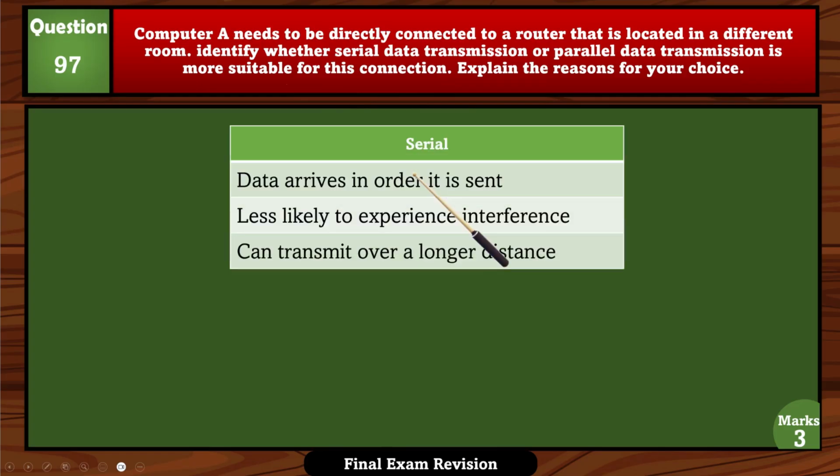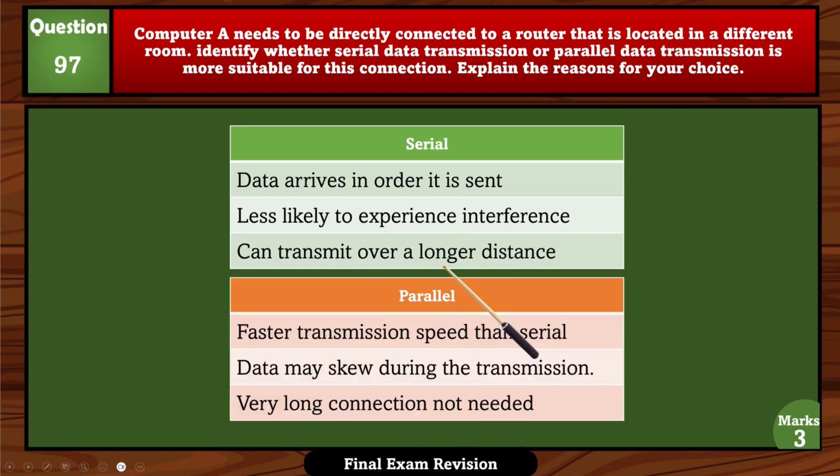So if we choose the serial data transmission, here are the reasons. Data arrives in the order it is sent, less likely to experience interference, and can transmit over a long distance. If you choose the parallel, so faster transmission speed than the serial, data is skewed during the transmission and a very long connection is not needed.